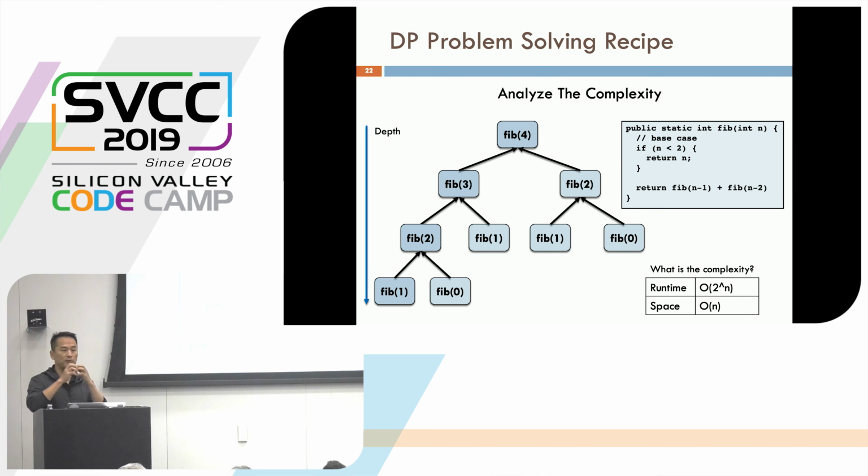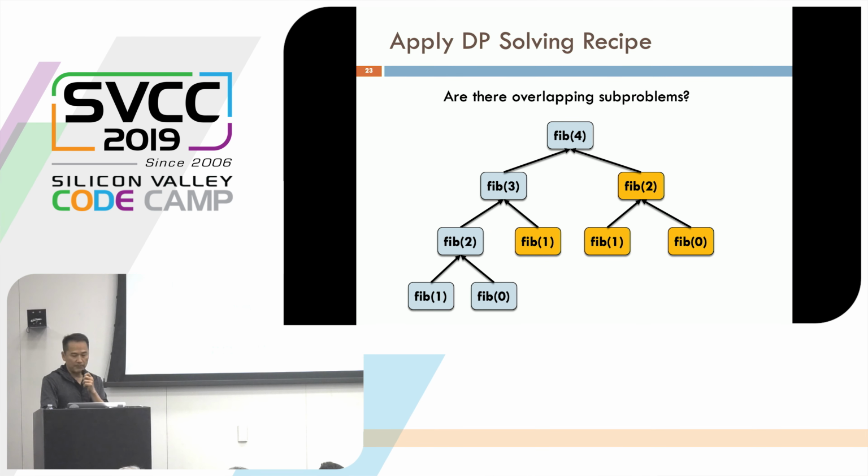So in this case, we branch 2 times, and the depth is n, because each time we subtract 1, essentially getting down to 0. That's your base case. So the runtime is going to be 2 to the n, exponential. And the space is O of n because that's the recursion stack. When it gets down to 0, then it's going to pop up, right? So that's the depth of that recursion, and that's essentially the space that you need for your program.